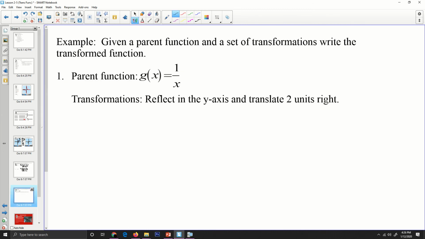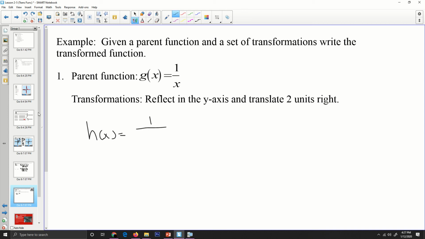All right. Let's see here. Given a parent function and a set of transformations, write the transformed function. So the parent function is g of x is 1 over x, and then we want to reflect in the y-axis, and then we want to translate 2 units to the right. Oh, that one's going to be tough. All right. So my new function h of x is going to be 1 over.